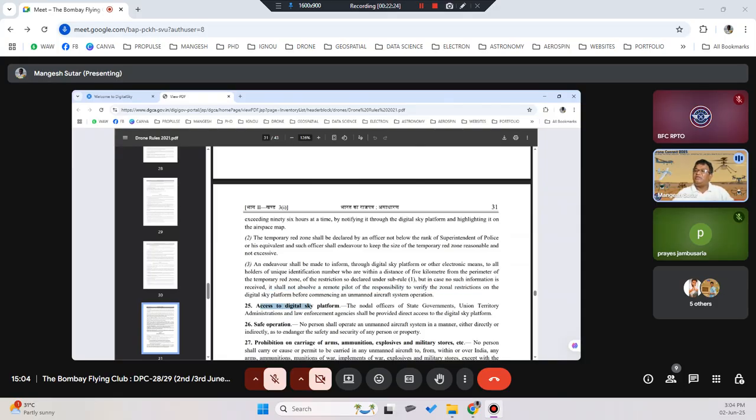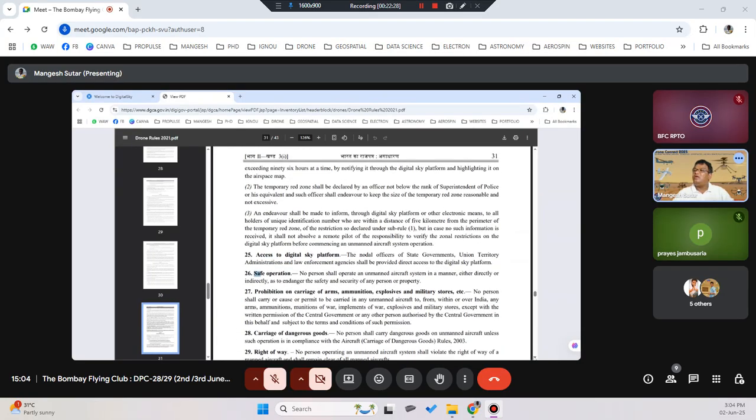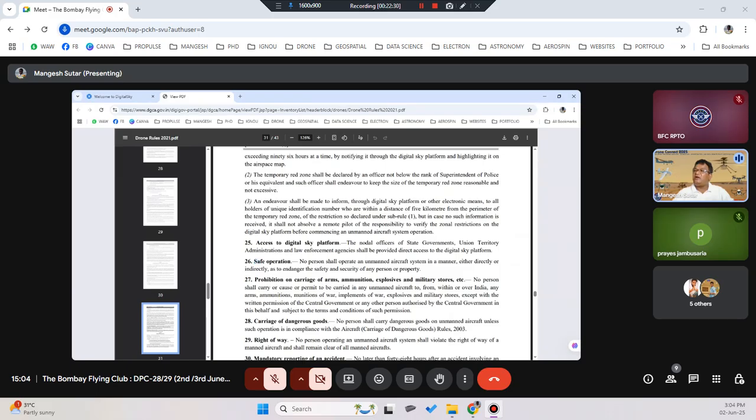Then access to the Digital Sky, safe operation. Rule number 26 is again very important. No person shall operate an unmanned aircraft system in a manner, either directly or indirectly, as to endanger the safety and security of any person or property. This we have seen in the do's and don'ts. So this is all about do's and don'ts.